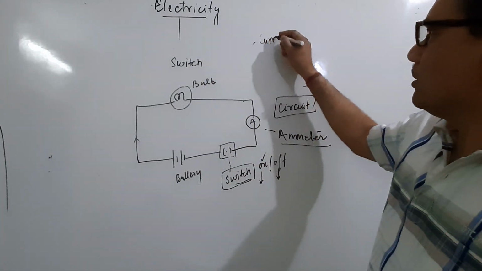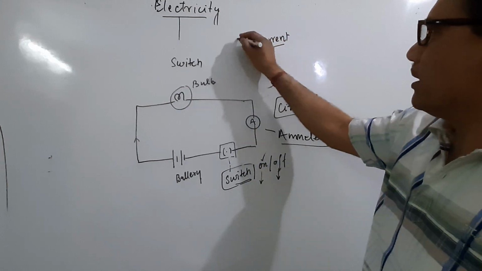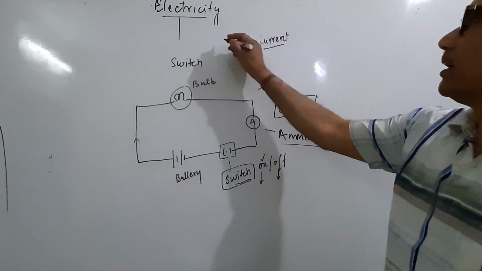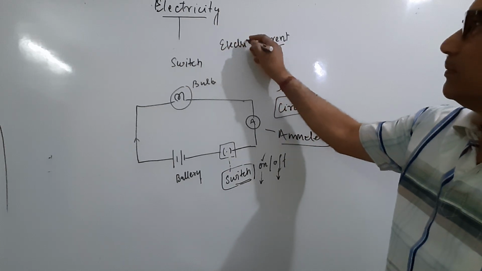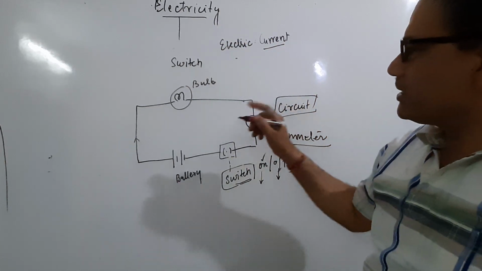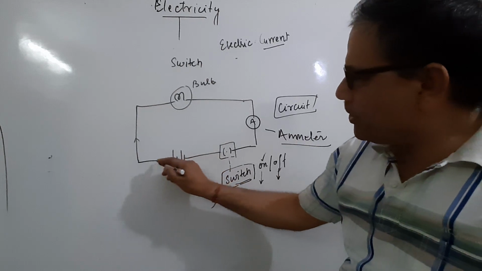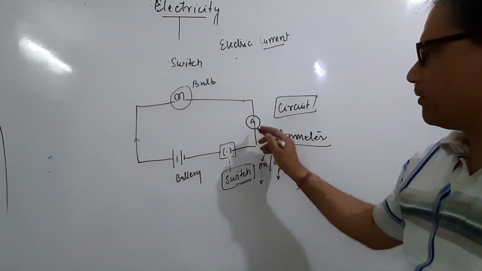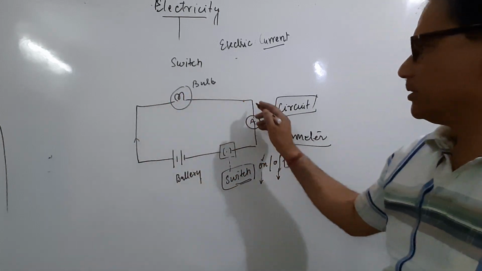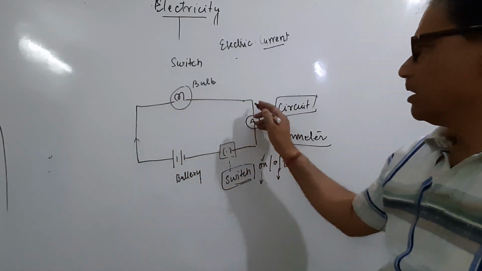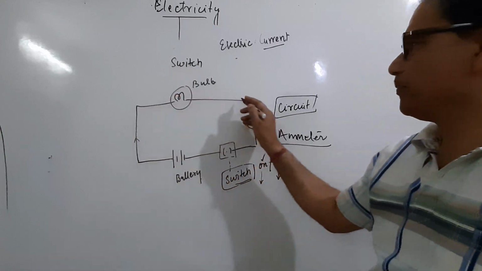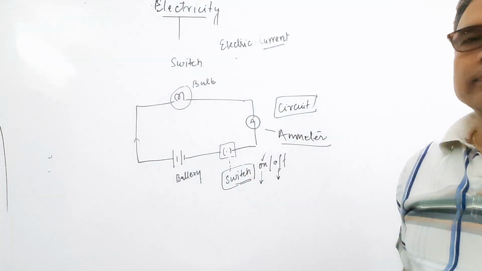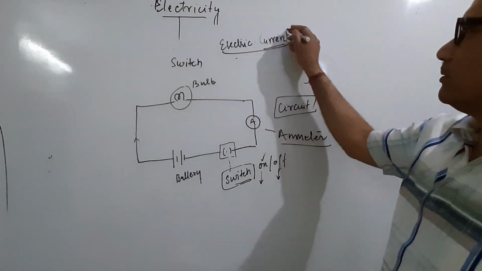I told you one new word, electric current. What did I say? Continuous and closed path. If I move from here, there is no break in the path. The path is not breaking, which means the current is flowing continuously, and it is completely closed. And the new word is current.